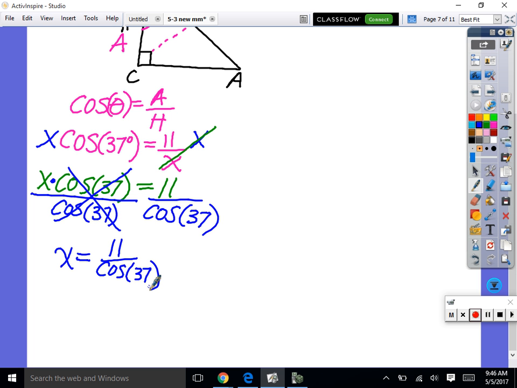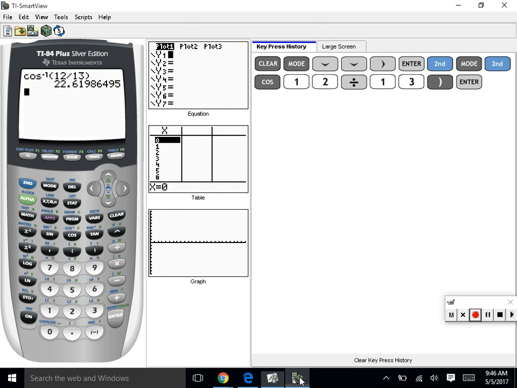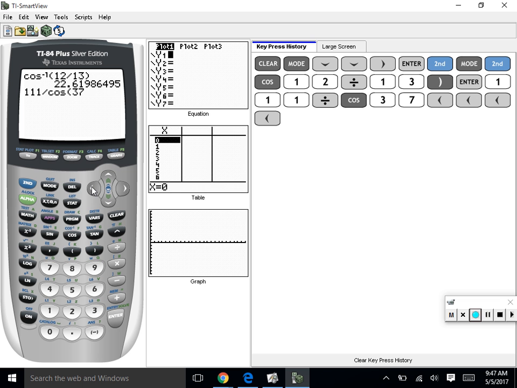Literally, all you have to do now is type that into your calculator. So type in 11 divided by cosine of 37. Now don't mistake that with cosine inverse. It's simply cosine in this one. So 11 divided by cosine of 37. Oh, good catch. Delete and hit enter.